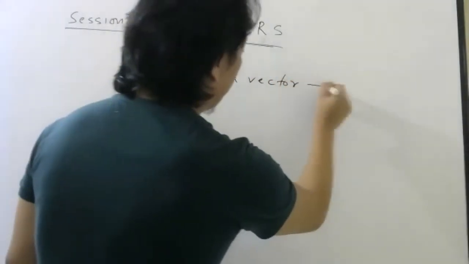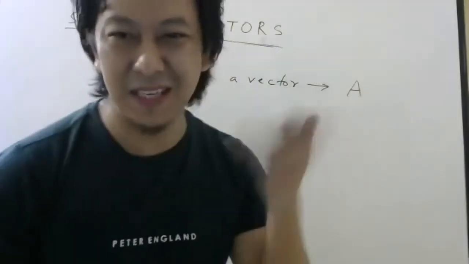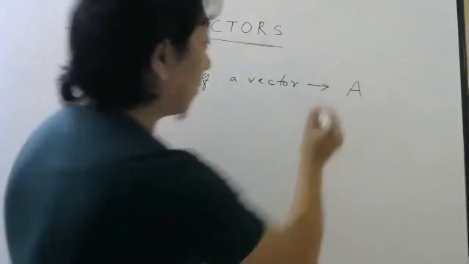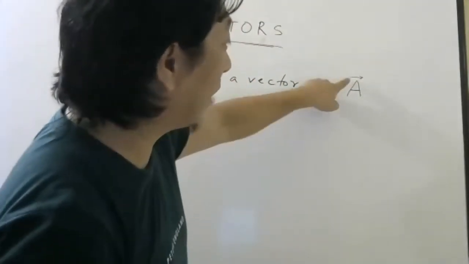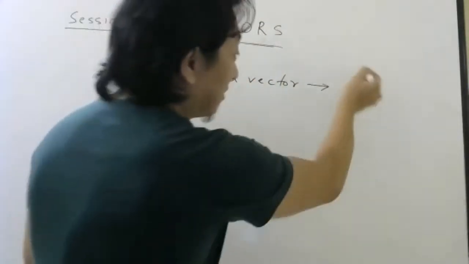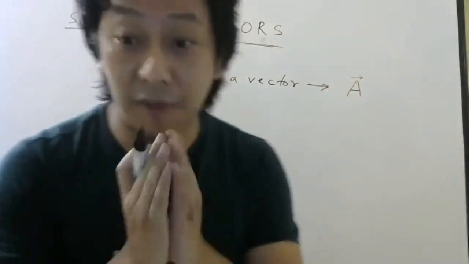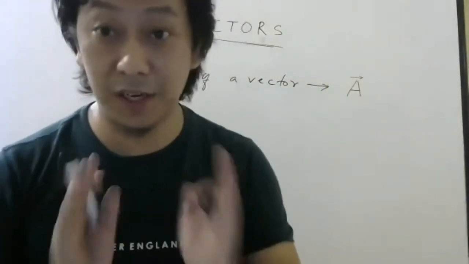So the symbol of a vector, we write like this. We write some letter, any letter you can use, A, B, C, like that, and on top we put an arrow mark. So if you see this, then it means it is a vector quantity. First of all, you understand that.